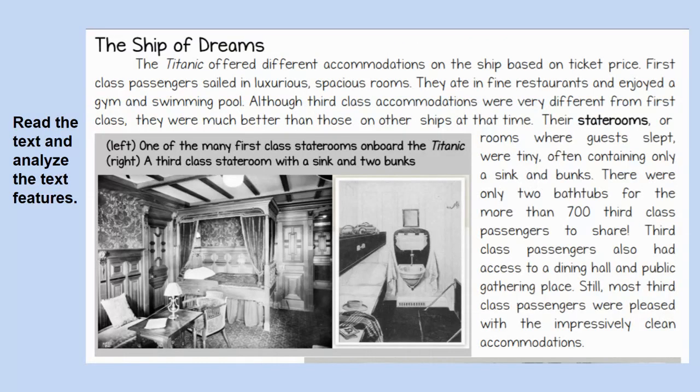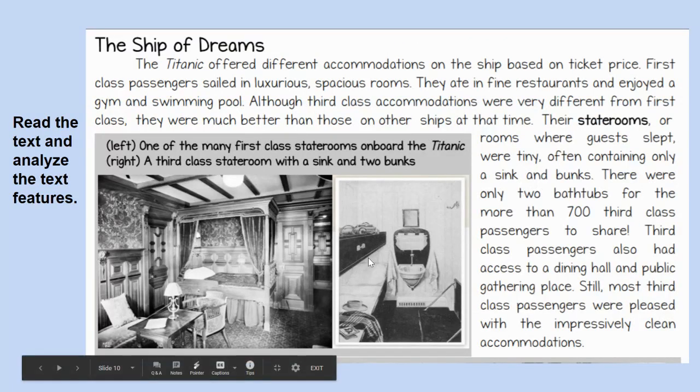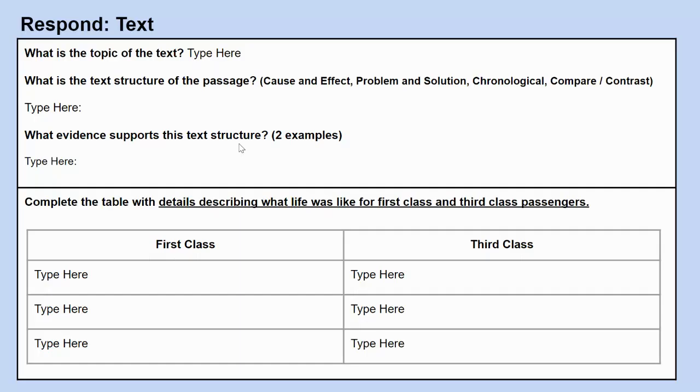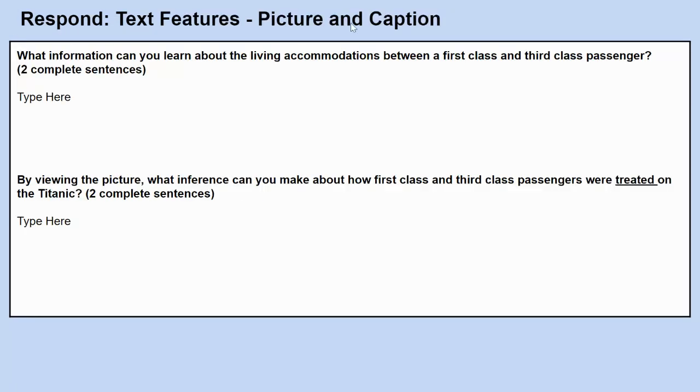Then you're going to read a little bit about what it was like on the ship, what the accommodations were. In this picture here, you'll see the first class accommodations, which you're then going to compare and contrast with the third class accommodations. So you'll be using this picture and the captions to help you understand what you are reading about. Again, you're going to answer some questions about the text, and then you're going to answer some questions about the picture and the caption from Titanic.